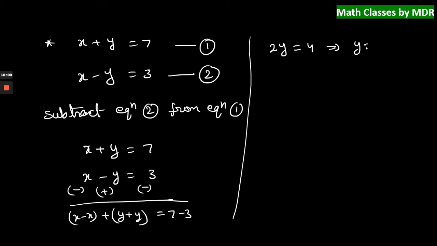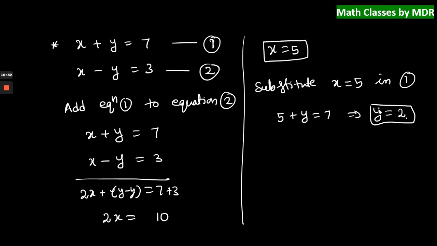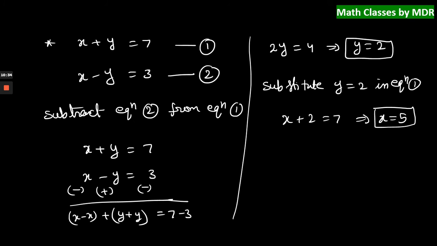Now we can plug this y value into either 1 or 2. So when you substitute y equals 2 in equation 1, this is x plus 2 is equal to 7, so that x equals 5. So is it the same as the previous method? Yes, of course, it is the same as the previous method, right?